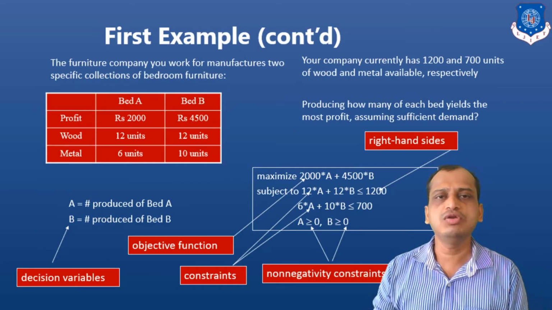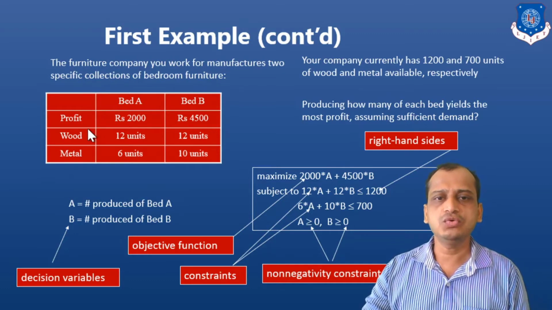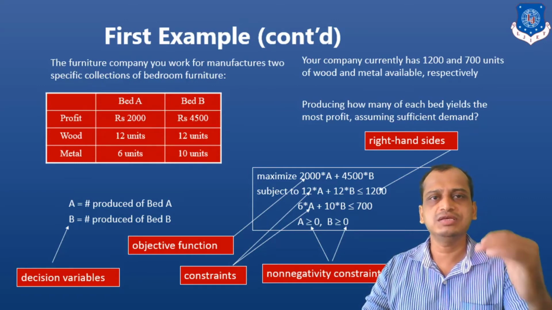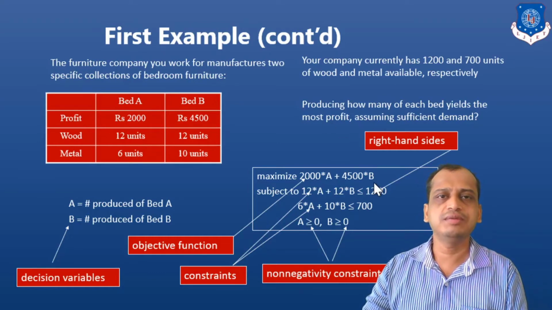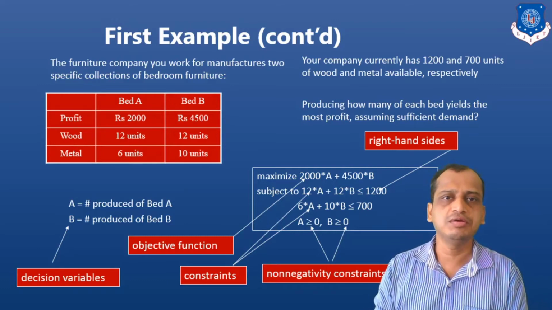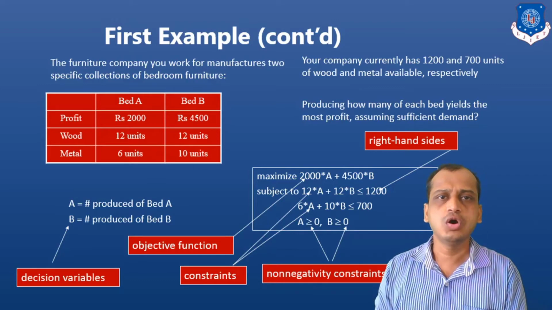So how do we formulate this? If we see here, this 2000 into A. Why? Because for bed A, the company is getting 2000. Now, definitely the company wants to maximize it. So the company will maximize the yield. Clear? Plus 4500 into B. So profit into number of units that are to be manufactured of bed B. That is our objective function.